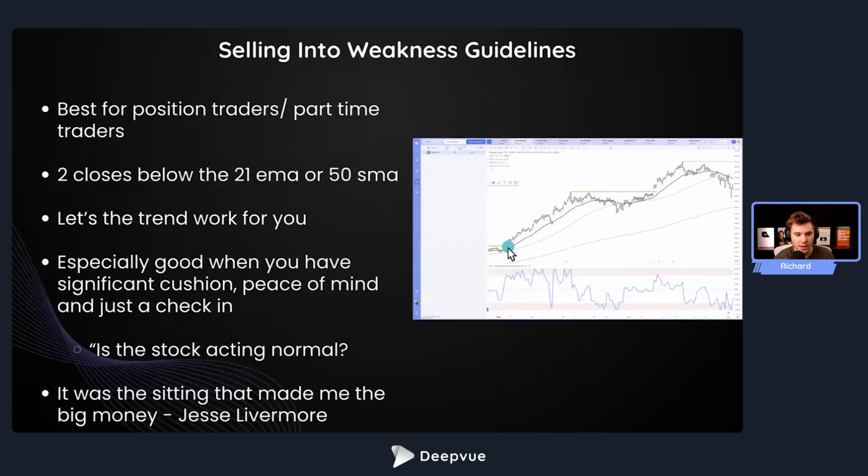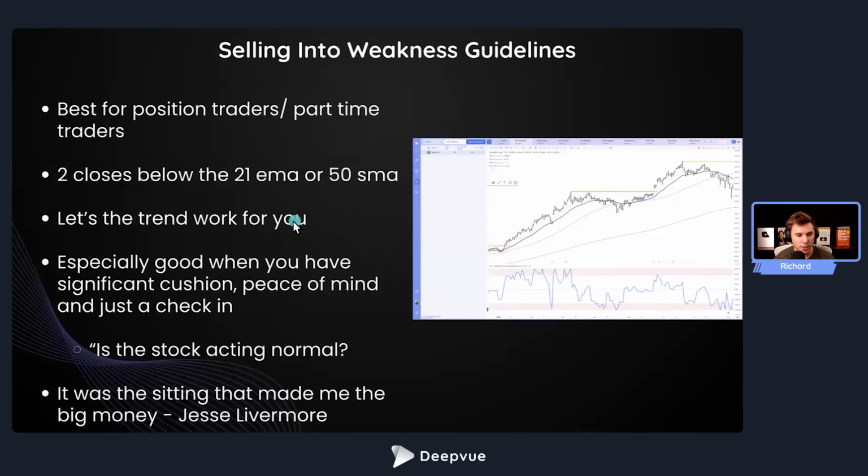We've got Nvidia here. It trends above the 21 EMA for quite some time, and then finally here we close twice below the 21 EMA. It helps me sit out during this base, get back in up the right hand side, and play that next move from base to base. So two closes below the 21 EMA is fantastic for intermediate traders. You can also use the 50 SMA if you want to hold a little bit longer. It all depends on what suits your personal style.